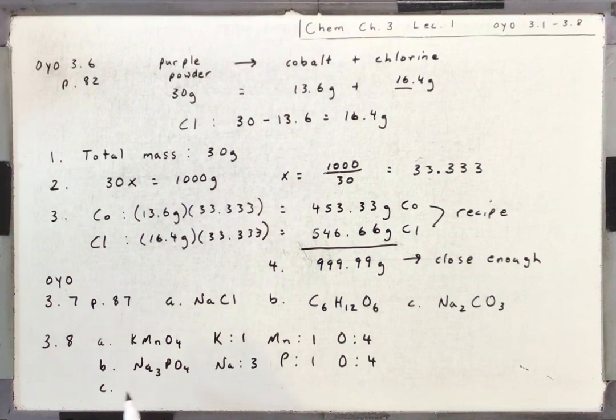And then part C, rubidium chloride, we would have 1 atom of rubidium and 1 atom of chlorine. All right, and you'll start with the next lecture, you'll start learning how to name these compounds.